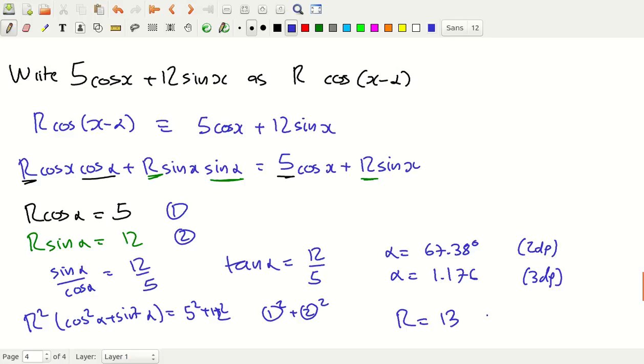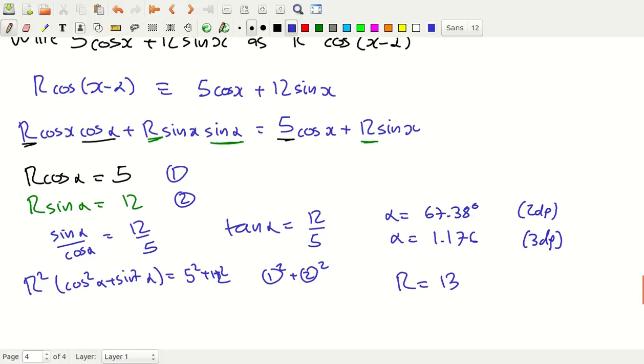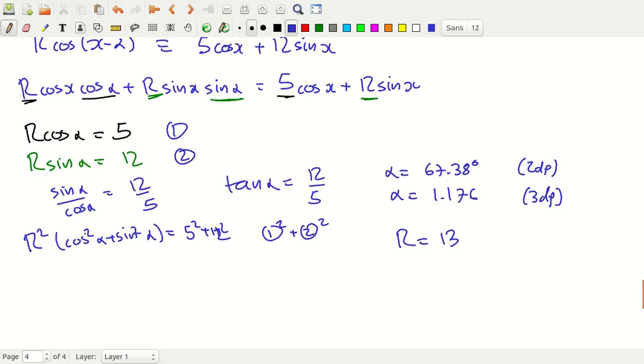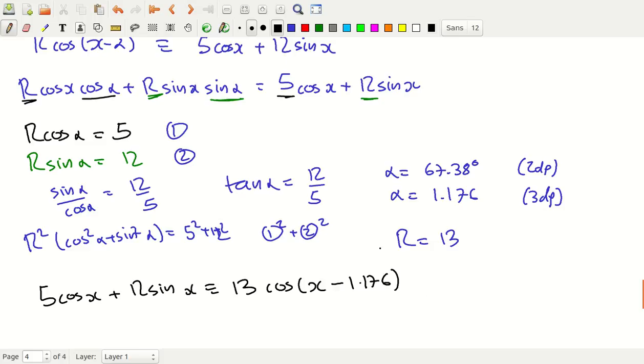because if alpha I've chosen to be an acute angle, 67 degrees, I want r sin alpha to be 12, a positive thing, so I want the positive square root. So there's me solving the equations, and so I can write my final answer at the bottom here, which is 5 cos x plus 12 sin x is exactly the same as 13 lots of cos(x minus, I'm not doing radians this time, 1.176). So there you are.